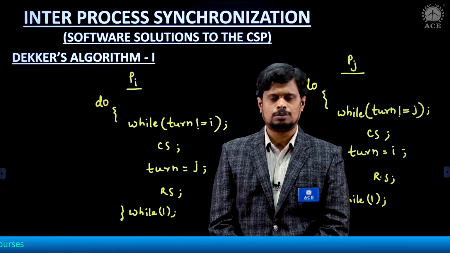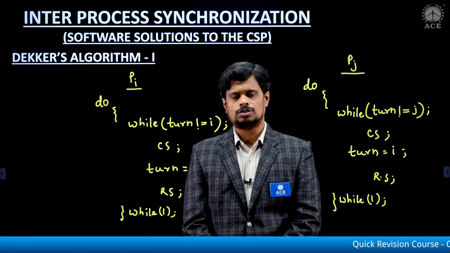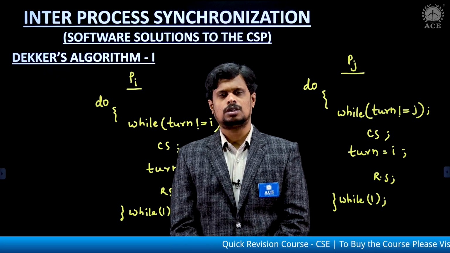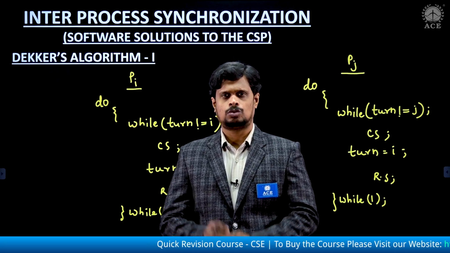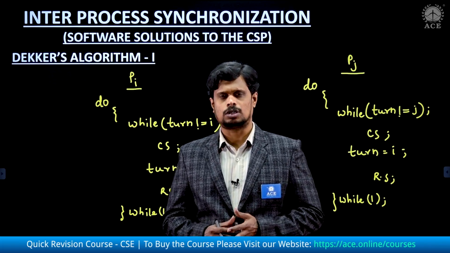So the first one is mutual exclusion. What do you mean by mutual exclusion? Mutual exclusion defines that only one process is allowed to enter into the critical section at any time. So only one process must be present in the critical section at any time. This is your mutual exclusion.